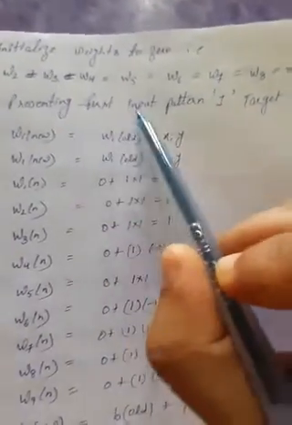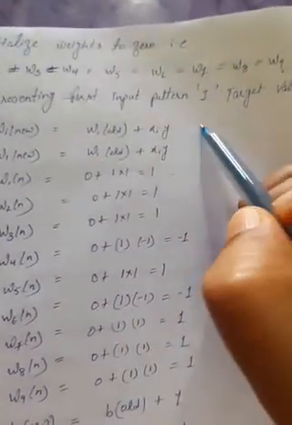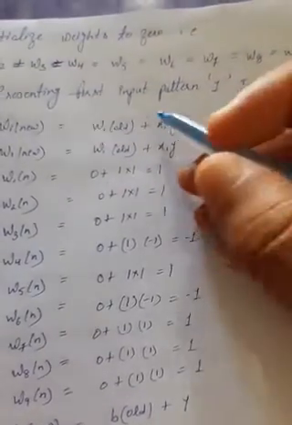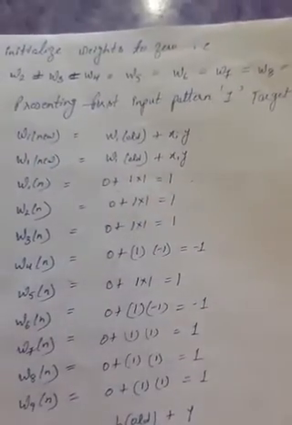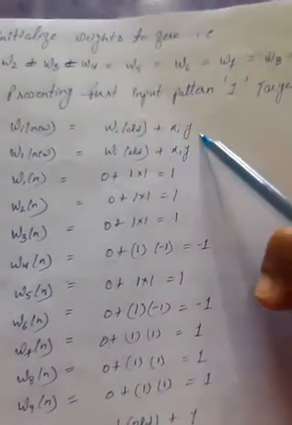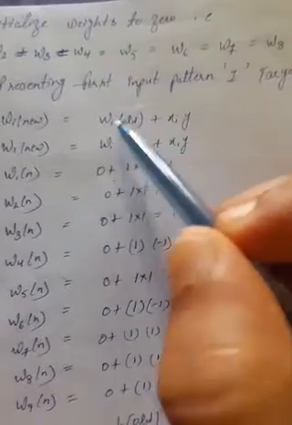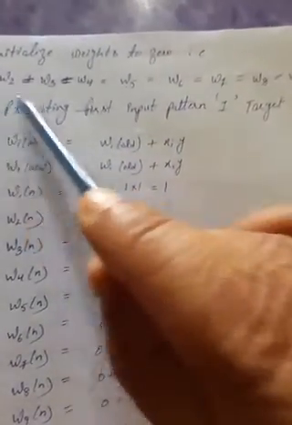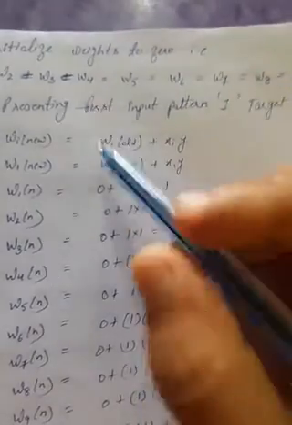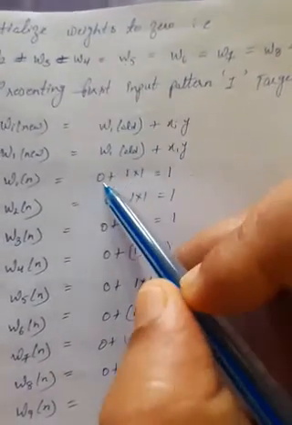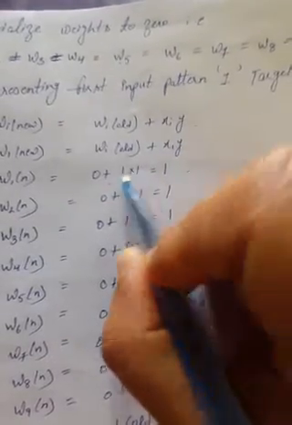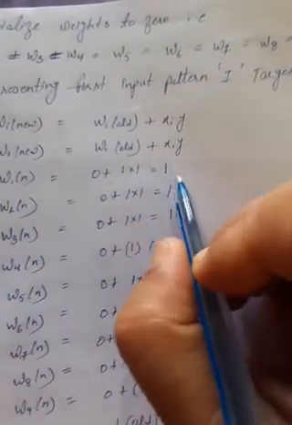Case 1, presenting first input pattern, that is the pattern of I. For I, the target value is 1. Okay. So now you have to calculate the value of weights. So wi new is equal to wi old plus xi y. The value of wi old is already given. We can set the value of all weights to 0. So the old value of wi is 0, x1 is 1 and the target value y is also 1. So we get the new value of w1, that is 1.